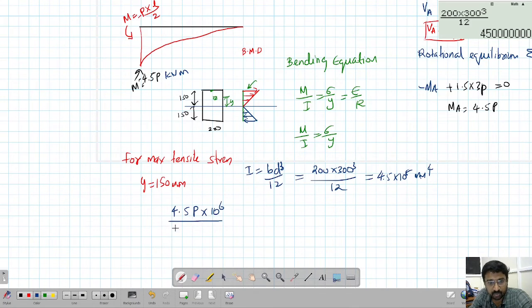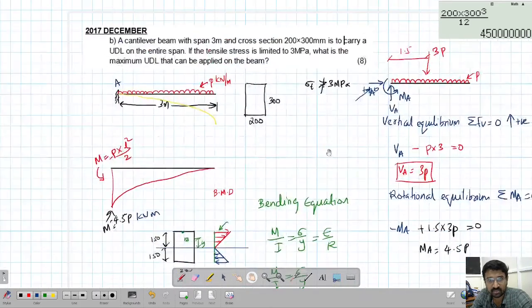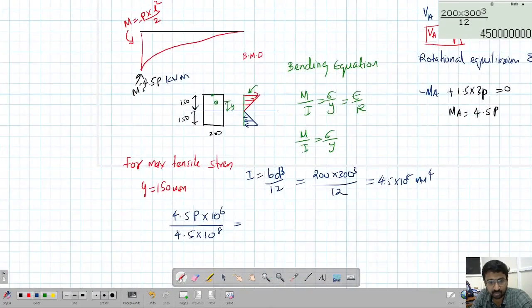By I is 4.5 into 10 to the power 8. M by I equal to sigma. What is the value of sigma? Sigma is given as 3 MPa. Maximum stress should be 3 MPa, so 3 divided by 150. There is only one unknown here, that is P, which we can find. We can see that 10 raised to 6 we can cut. So 2 is remaining, 4.5 and 4.5 will go.